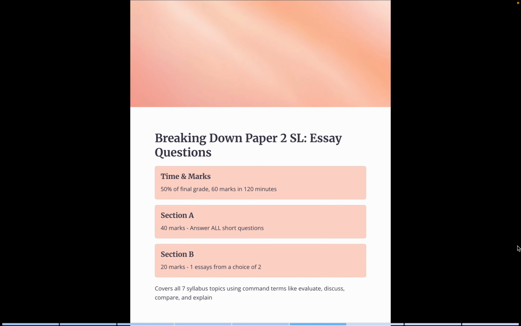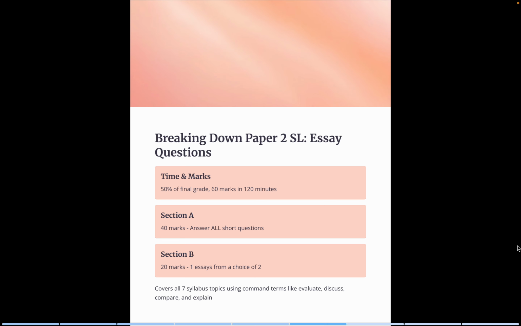In paper 2 SL, which has essay type questions, here also you will have two sections, section A and section B, same as in HL. The weightage is 50% of your final grade. It's going to be for 60 marks and needs to be completed in 120 minutes, that is 2 hours. But the main difference is in section B: in HL section B was 40 marks, here it is going to be 20 marks.